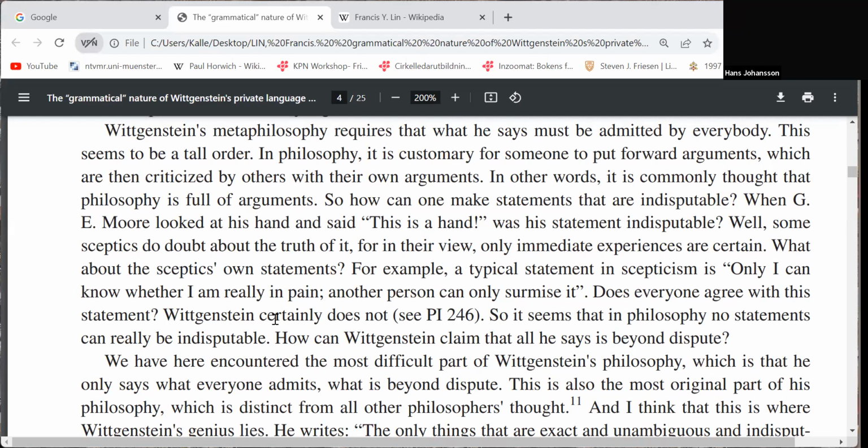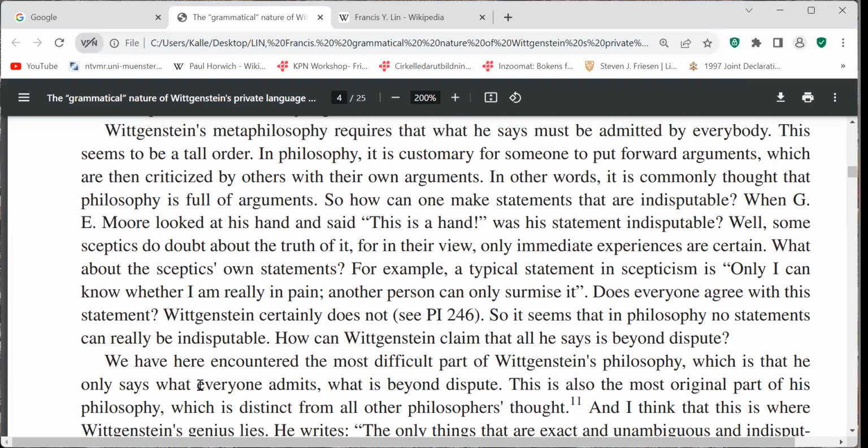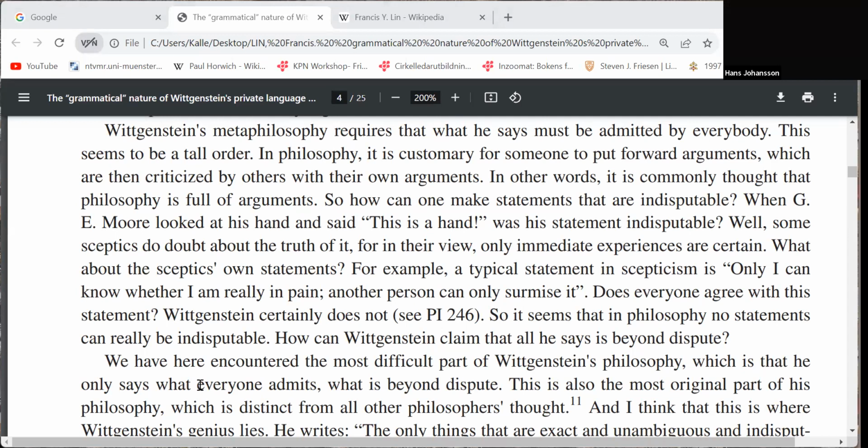Wittgenstein's meta-philosophy requires that what he says must be admitted by everybody. Everybody. This seems to be a tall order. In philosophy, it is customary for someone to put forward arguments, which are then criticized by others with their own arguments. In other words, it is commonly thought that philosophy is full of arguments. So, how can one make statements that are indisputable?